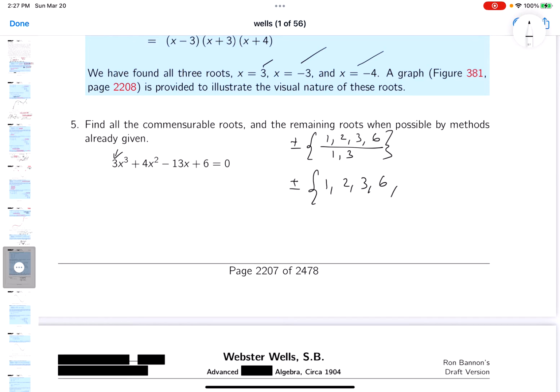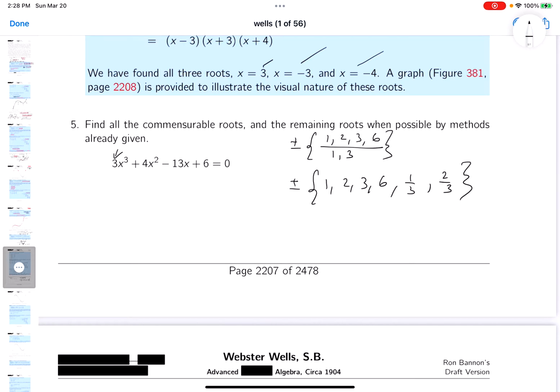Now I've got to divide the top numbers by 3. So you get 1/3. You would get 2/3. You get 3 over 3, which is 1. I'm not going to put that down again. And 6 divided by 3, which is 2. I'm not going to put that one down again. How many candidates do you have? 1, 2, 3, 4, 5, 6, 12.